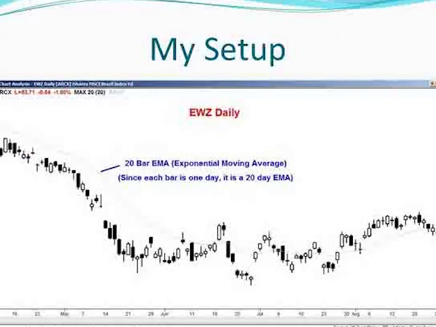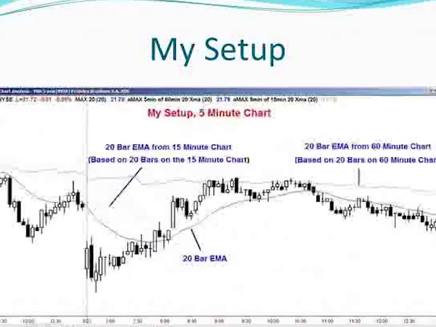So for example, here is a daily chart of the EWZ. I have a 20-bar exponential moving average. Since this is a daily chart, each bar is 1 day, so the 20-bar exponential moving average is a 20-day moving average in this particular case. On a 5-minute chart, the 20-bar exponential moving average would be 20 5-minute bars.